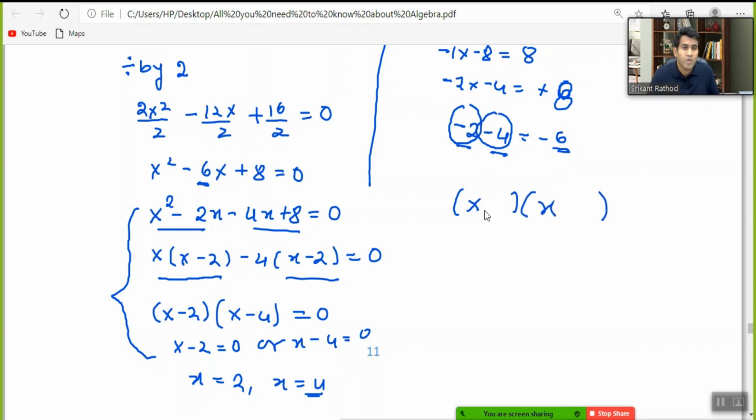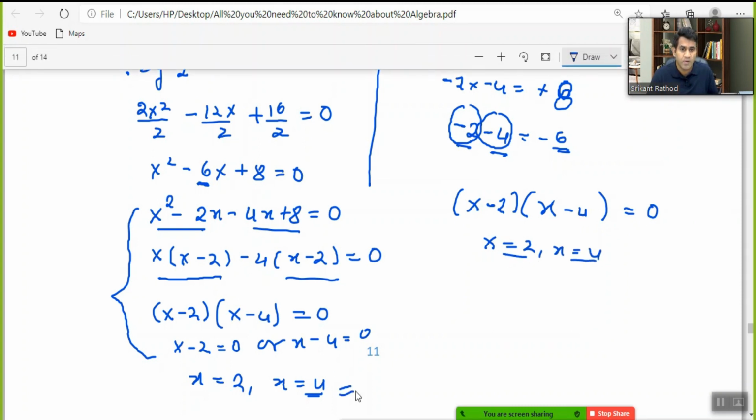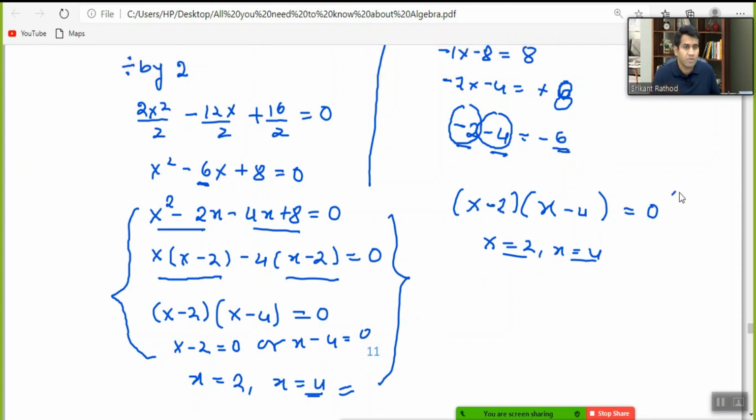Okay, and what you write as the number here, whatever number you are getting, so -2 is one number, -4 is the other number, that makes it equal to 0. That's it. After that you will again get x as 2 and x as 4, the way we got here. All right, this is just for understanding purposes, but to solve faster and quicker you can follow this approach.